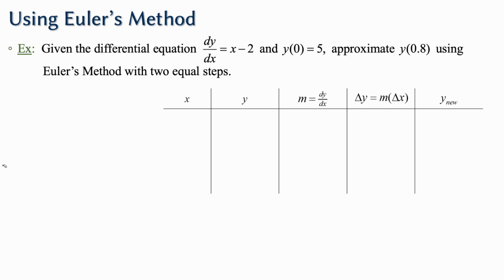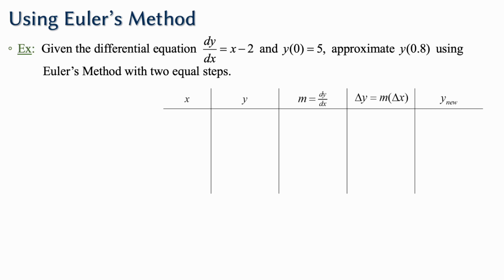So in our first example, as you can see here, given this differential equation, and the fact that we have our starting spot, we want to approximate this value. So I'm going to start at the point (0, 5), but I want to know approximately what the value of the function is at 0.8. So we're going to use Euler's method, and for this first example, we'll just do it with 2 equal steps.